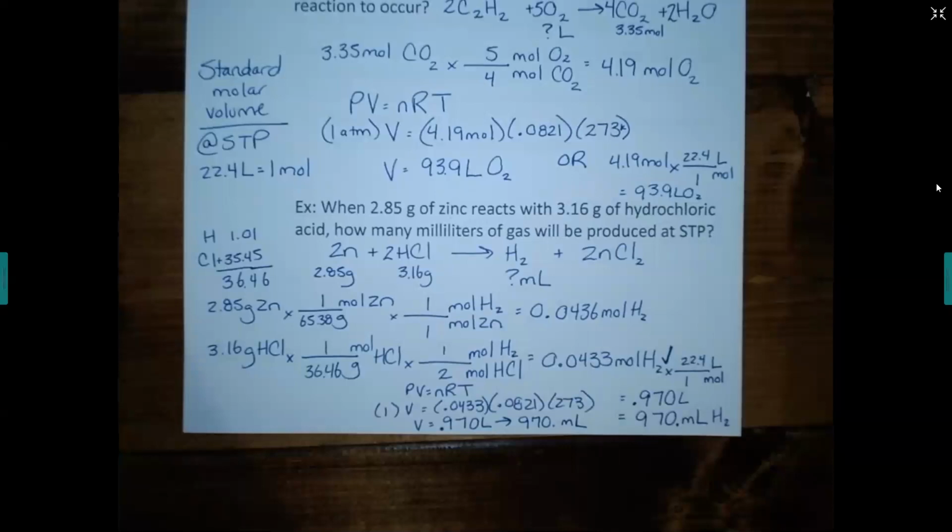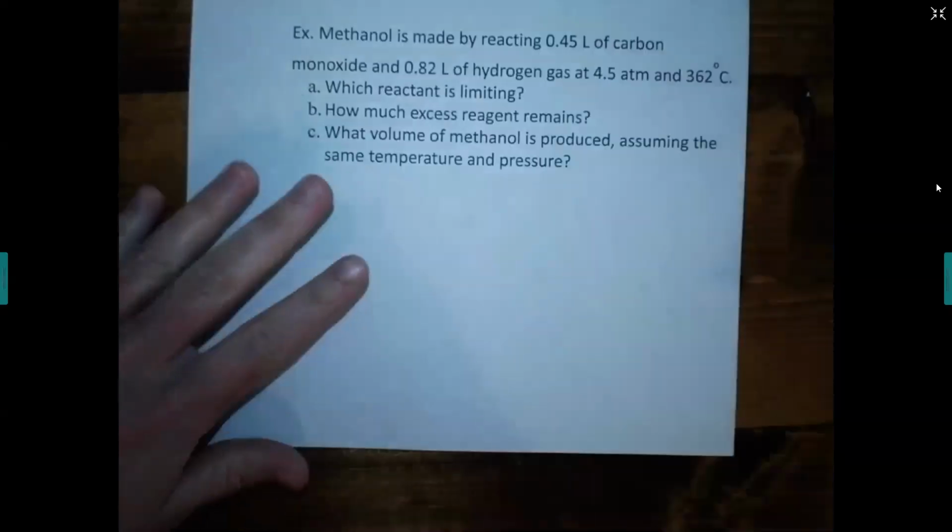Okay. So again, hopefully that wasn't too confusing. If it was, I'd encourage you to rewind, go back through the problem again. But we're going to move on to problem number 3.